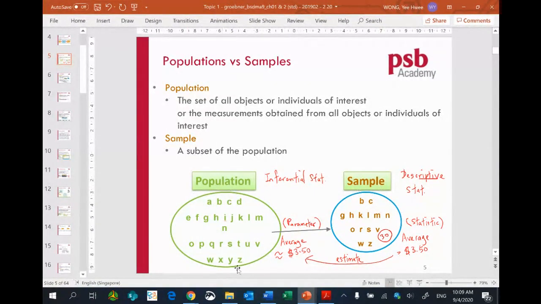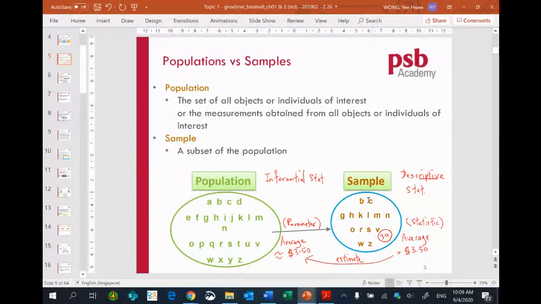Right, so the population consists of all the objects of interest in our study, depending on what our study is. Sample is just a small portion of it. So why do you dive into a sample? Because the population is usually too big for us to handle. So we have to pick some randomly, and from there, we can understand the characteristics of the population.